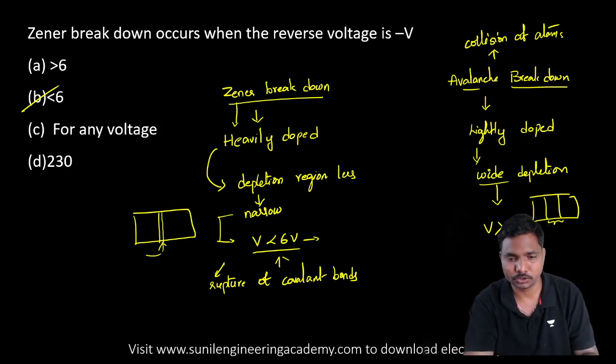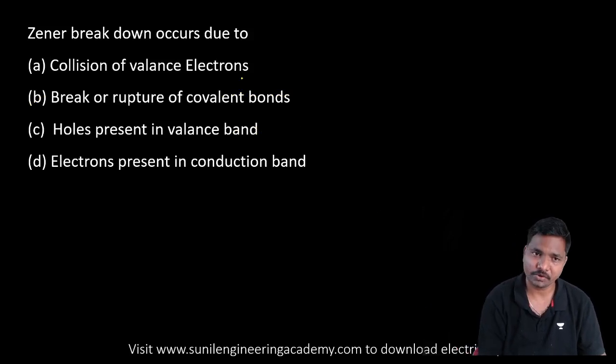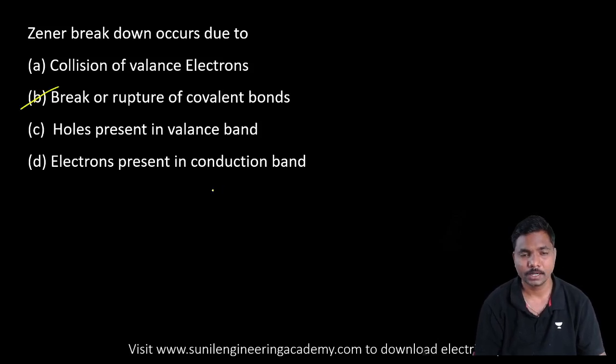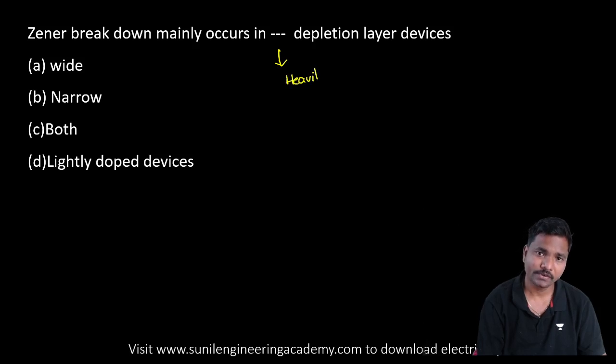Coming to the next question. Zener breakdown occurs due to dash. Just now I have given that Zener breakdown occurs due to break or rupture of covalent bonds. Collision of atoms is avalanche breakdown. Zener breakdown occurs mainly in dash depletion regions. Heavily doped, na? Heavily doped means narrow depletion. So the answer is option B.